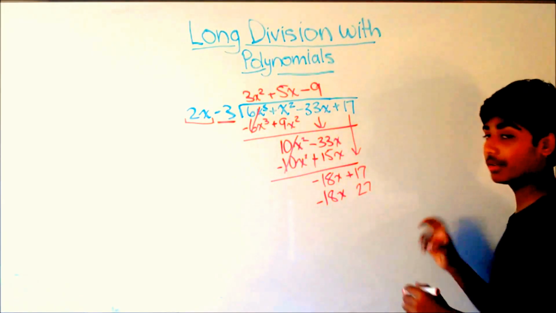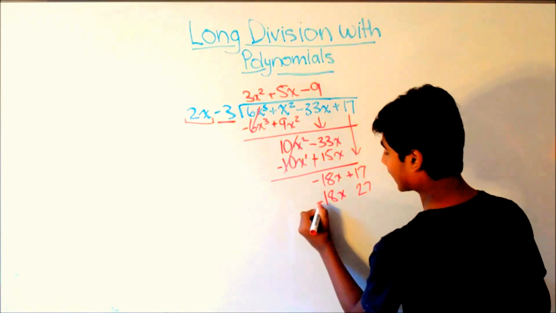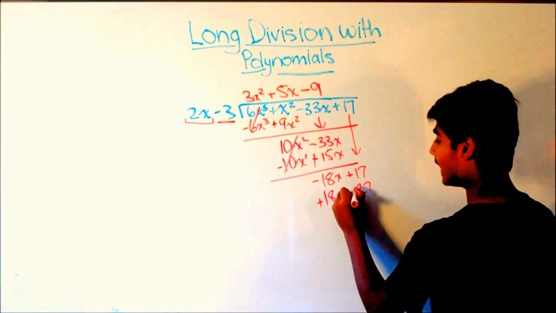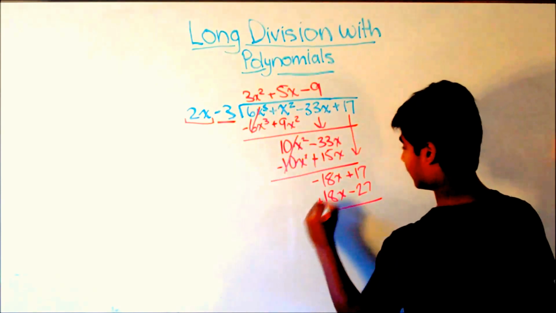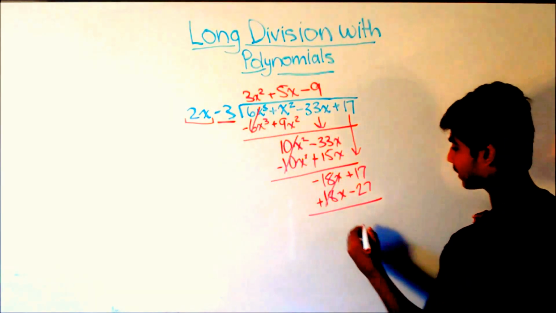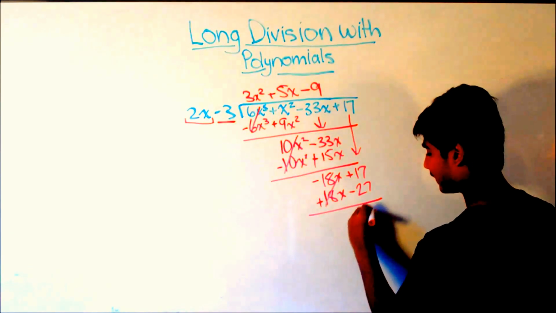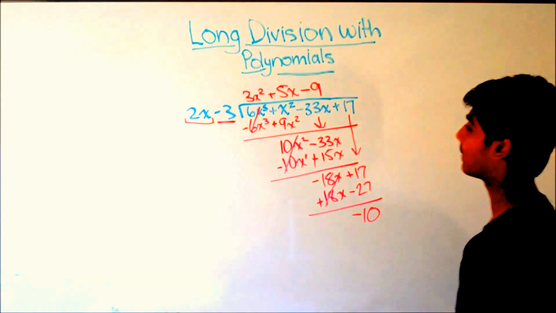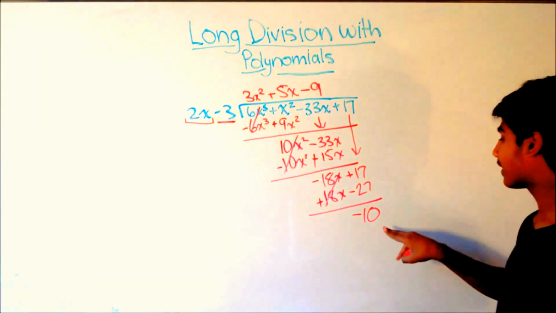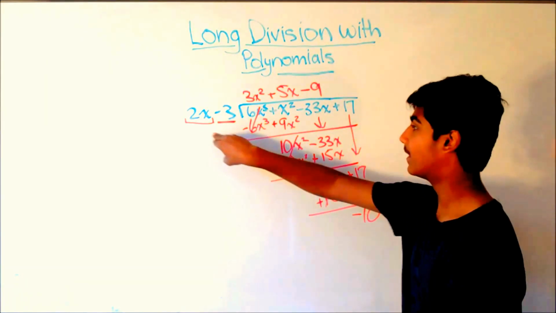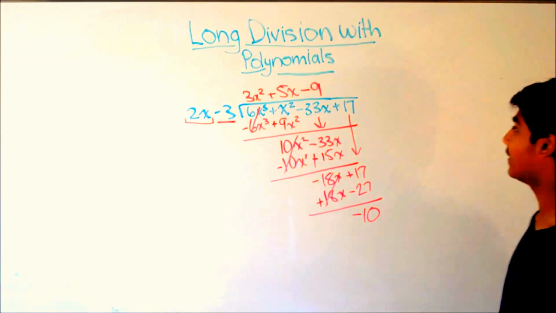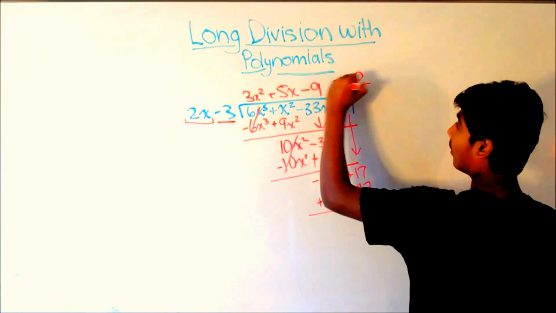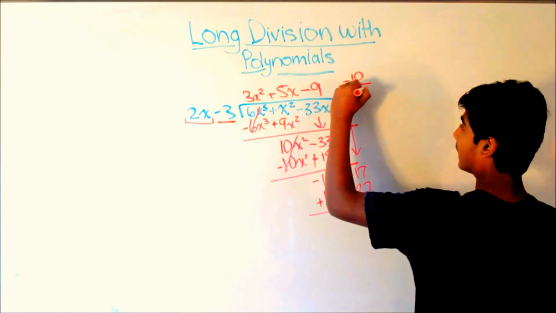But we have to change signs because we're subtracting. So negative negative equals positive, and negative positive equals negative. So these would cancel out, and then we would have a remainder of negative 10. So our quotient would include negative 10 over 2x minus 3, because remember, you always have to divide the remainder by the expression outside the division sign.